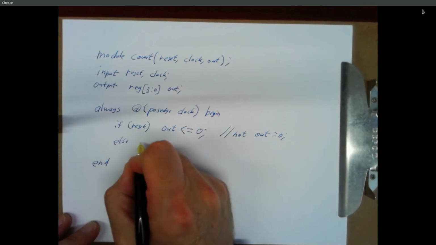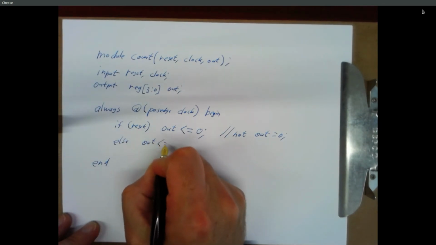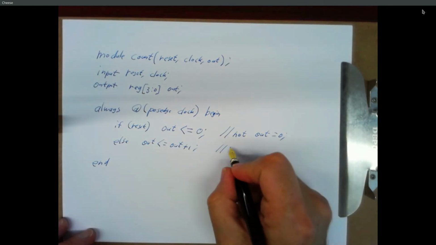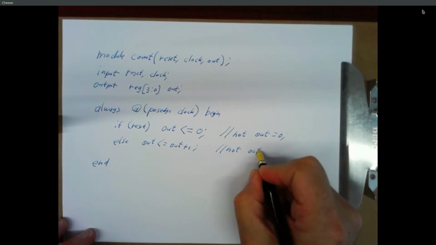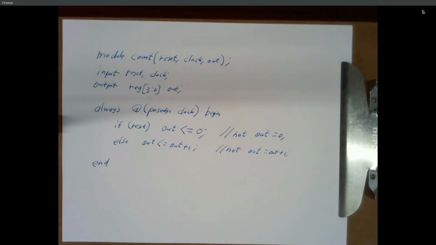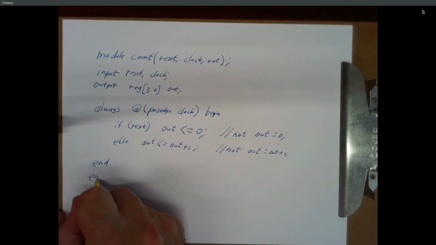So if reset is true, then we want to set the output equal to 0. Else, we want to assign the output to be output plus 1. And again, not out equals out plus 1. And that's really our whole module.